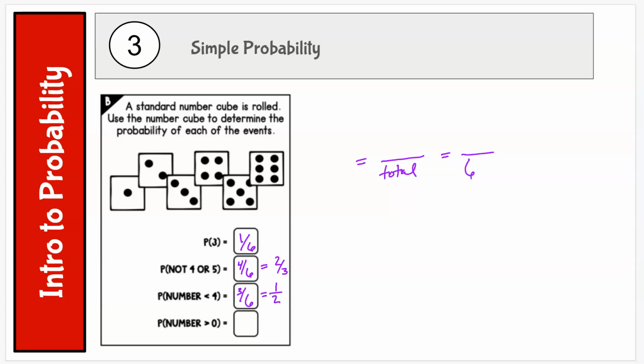But numbers greater than 0, that's all of them. Every one of those is a number greater than 0. So you would have a whole number, 1, which means you have a 100% chance of that happening.